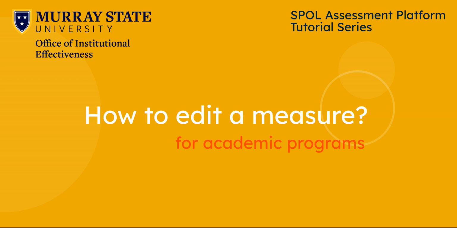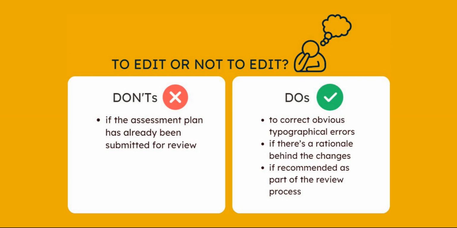In this video tutorial, we will learn how to edit a measure for academic programs. Before we get started, please be advised that after submitting your assessment plan, editing the measure is not recommended. However, change is inevitable, and the Institutional Assessment Office or the University Assessment Committee may suggest modifications if they identify any errors or areas for improvement during their review. In such cases, our office will reach out directly to the assessment coordinator.